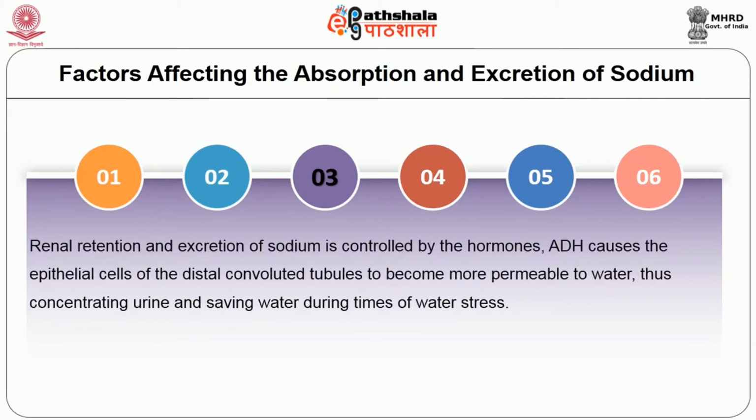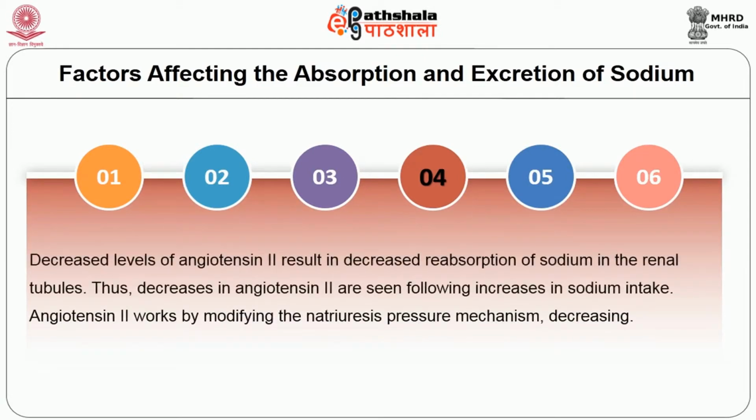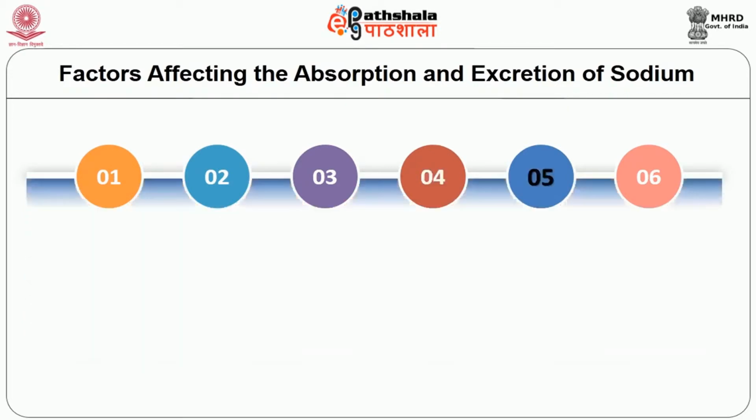Renal retention and excretion of sodium is controlled by the hormones. Antidiuretic hormone causes the epithelial cells of the distal convoluted tubules to become more permeable to water, thus concentrating urine and saving water during times of water stress. Decreased levels of angiotensin II result in decreased reabsorption of sodium in the renal tubules. Thus, decreases in angiotensin II are seen following an increase in sodium intake. Angiotensin II works by modifying the natriuresis pressure mechanism, decreasing.